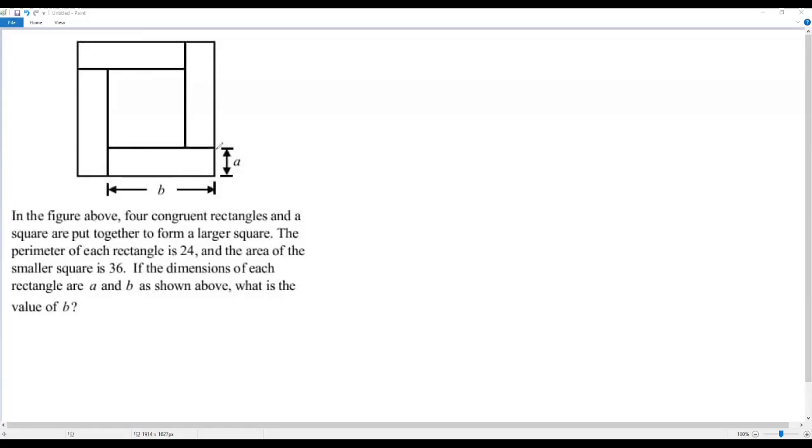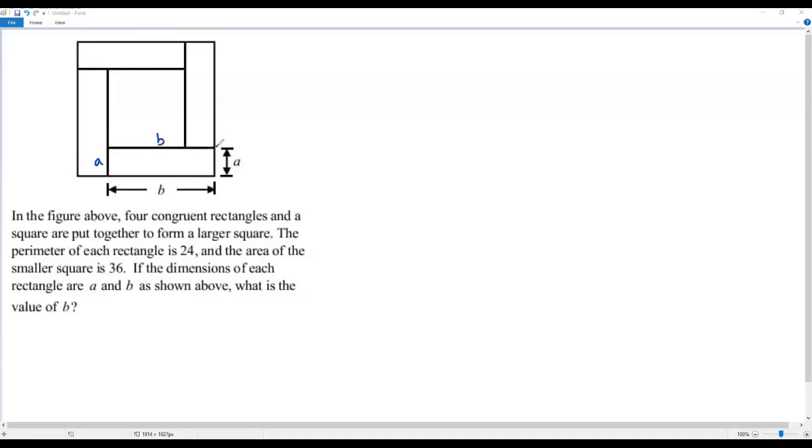In this rectangle, the length of this side is A. Then, what is the length of the opposite side over here? This one also must have the same length A. And for this side, we have the length B. Then the length of the opposite side over here must be B.